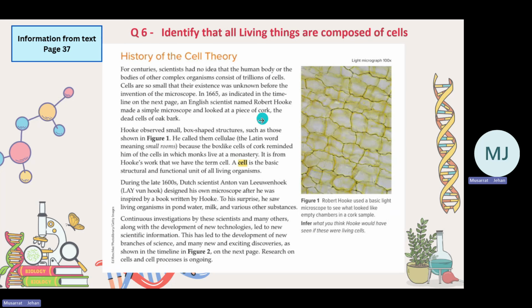And this is a light microscope. It's magnified 100 times. He observed small box-shaped structures such as those shown here, and he called them cells. He gave the name cell because it resembled the small chambers of the monks in the monastery. So he gave the word cell. The term cell was also given by Robert Hooke.